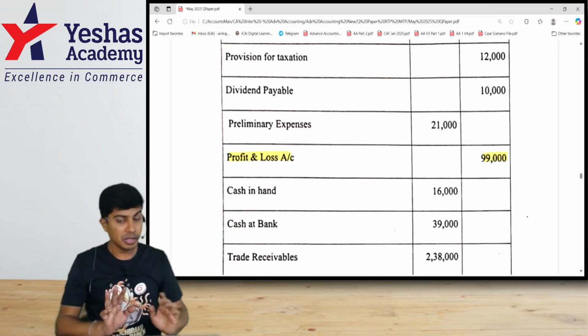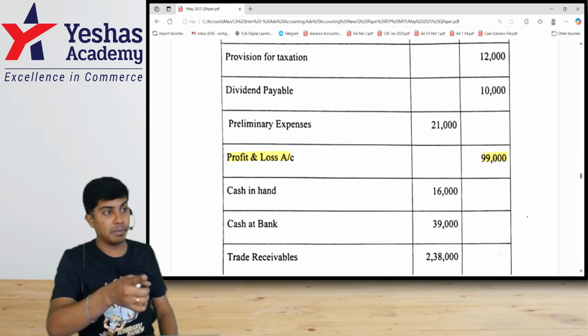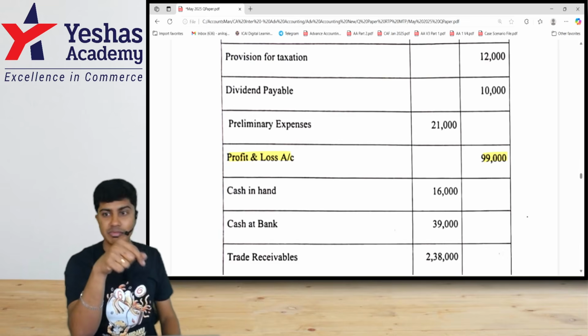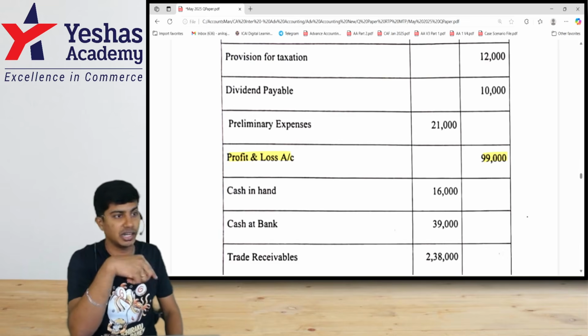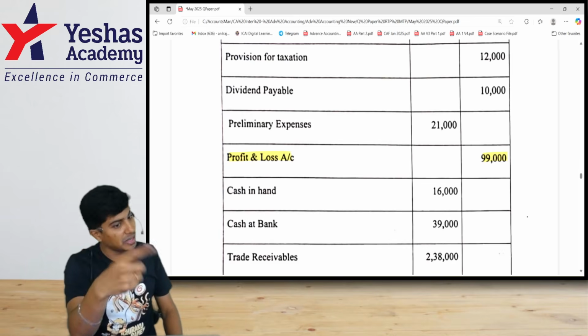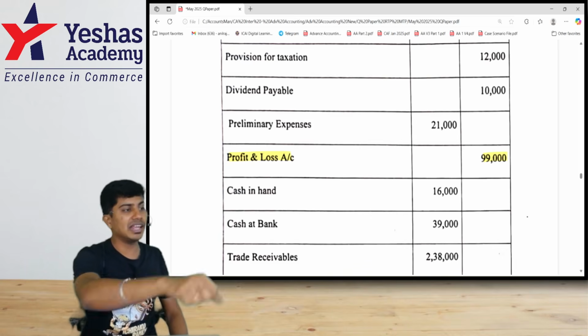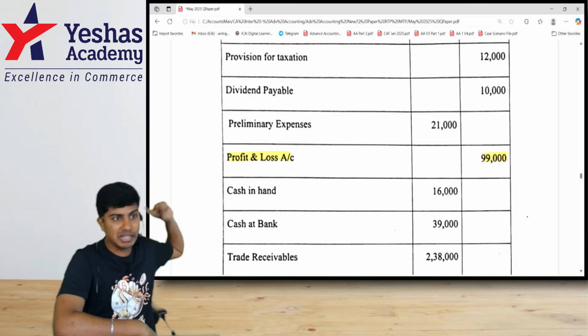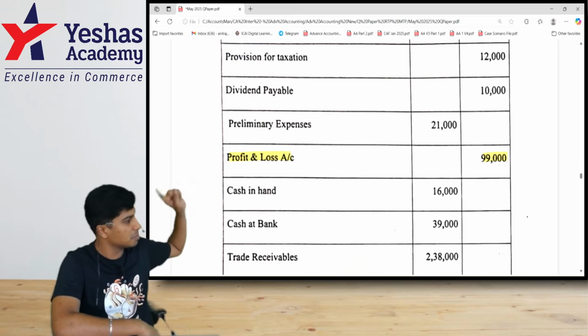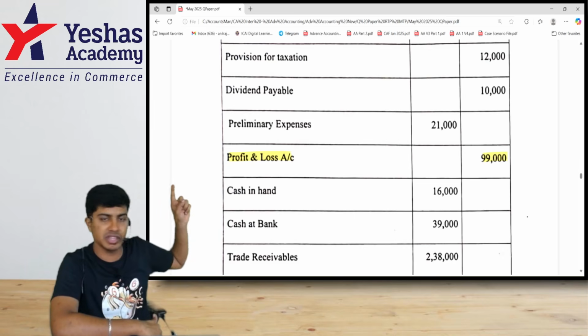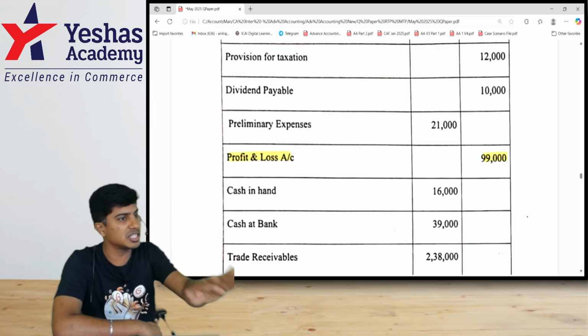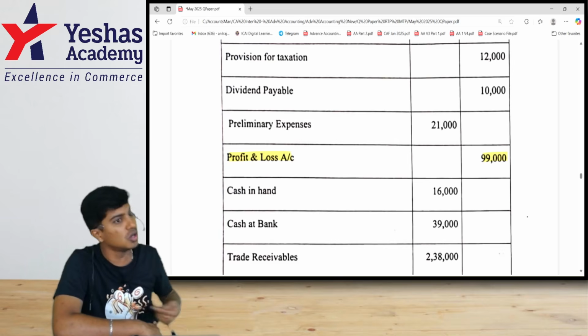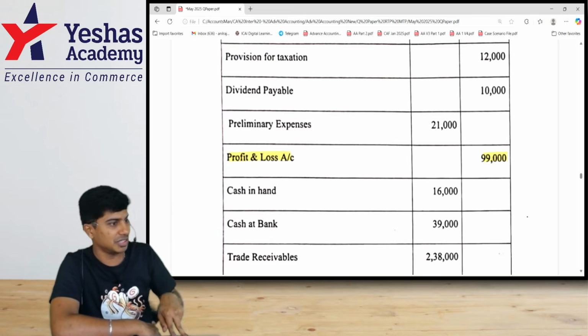Here it is simple, but this adjustment could have been very, very complicated. I'll share the link of that master question. Whoever has not done it, please do that again, where there is an error in a bigger form than this. And here the P&L balance is known to us because they have not asked us to do P&L. In that 20 marker question, which was asked in the old scheme, they had not even given us the P&L balance. We were supposed to do P&L and balance sheet.